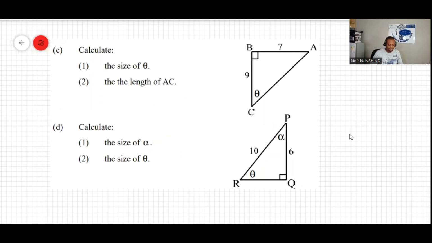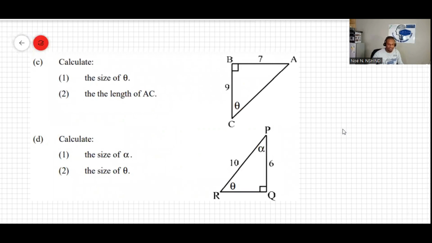We also have question C here. The question says to find the size of the angle theta, which is given there. Over here, I'm going to look at my triangle. I have two given sides: one side is 9 and the other is 7. What I'm looking for is this angle theta.